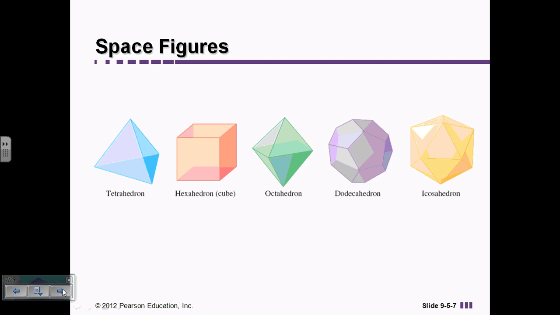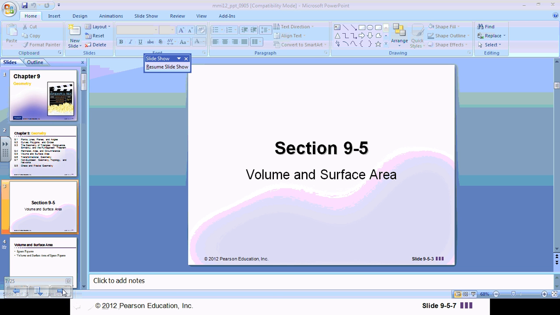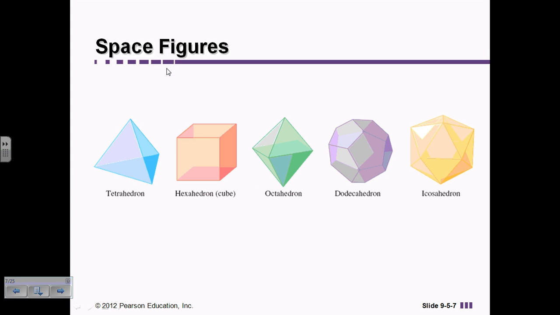If you look at this, here you have a tetrahedron, and you'll notice that you have 4 equilateral triangles, the 3 sides and the bottom. A hexahedron, which is a cube. An octahedron, which you'll notice has 4 equilateral triangles on the top and 4 equilateral triangles on the bottom. The dodecahedron, which is made up of pentagons, and the icosahedron, which is made up of, again, the triangles.